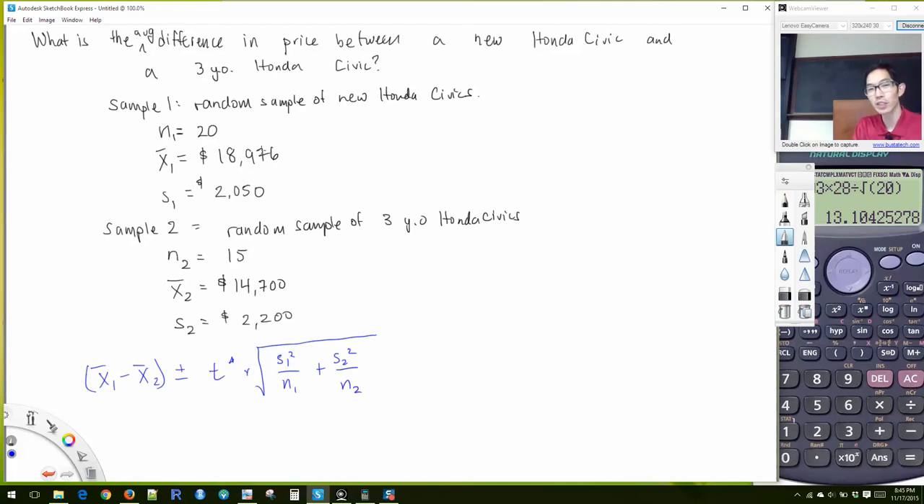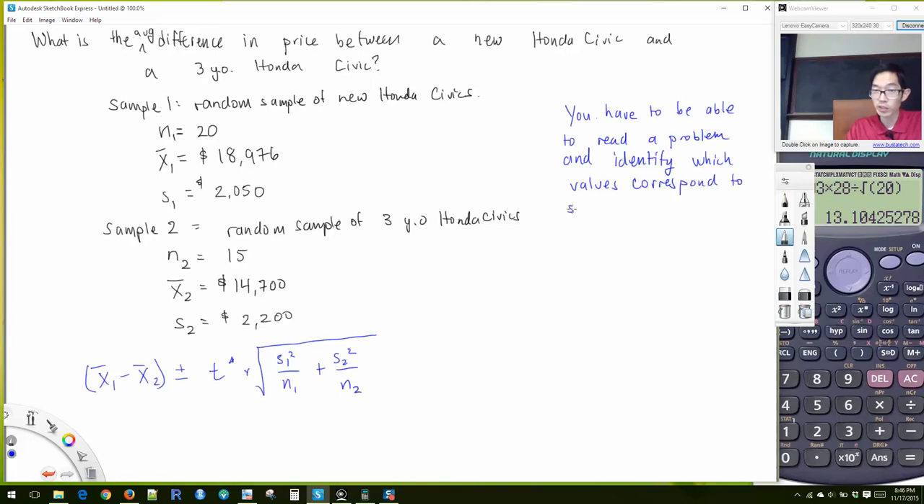Okay, so I kind of gave you all of this as we were working through the problem. Now, most problems are not going to have these all labeled nicely for you. It's not going to say N1 is this and X bar 1 is this, okay? So part of your job is to read through a paragraph and say these numbers correspond to sample 1, so these are N1, X bar 1, and S1. These numbers correspond to sample 2, so that would be N2, X bar 2, and S2. So your job is to read a problem and identify basically these 6 values, okay? So you have to be able to read a problem and identify which values correspond to sample one and sample 2.